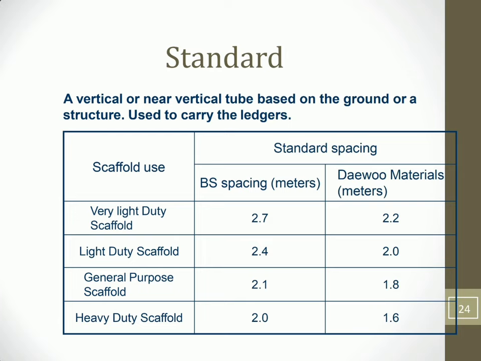Next one, standard. A vertical or near vertical tube based on the ground or a structure, used to carry the ledgers. Scaffolds use standard spacing per the British standard, in meters. Very light duty scaffold has 2.7 to 2.2 meter variation as the standard spacing. Light duty scaffold means 2.4 to 2.0 standard spacing variation. General purpose scaffold has 2.1 to 1.8 meter variation. Heavy duty scaffold has 2.0 to 1.6 standard spacing variation.